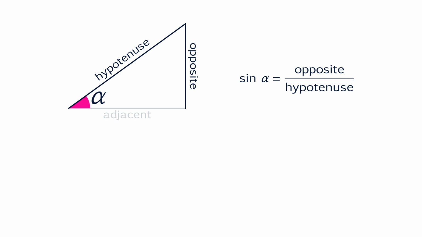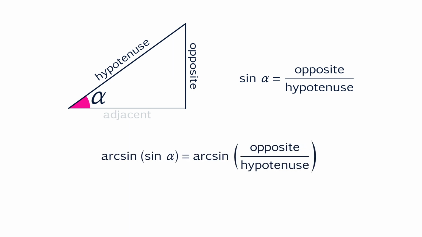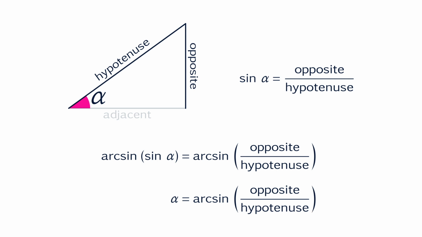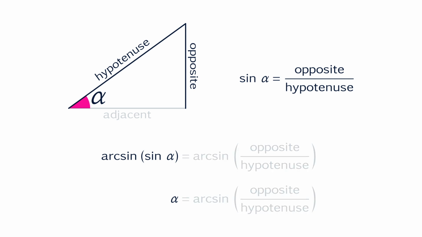Here's the beauty of the inverse function. Arcsine undoes what sine does. So, arcsine of sine alpha equals arcsine of the opposite over the hypotenuse. Hence, alpha equals arcsine of the opposite over the hypotenuse. So, sine and arcsine revert each other's actions.